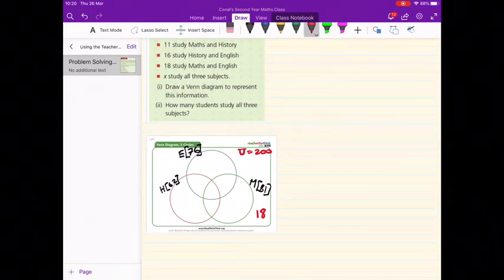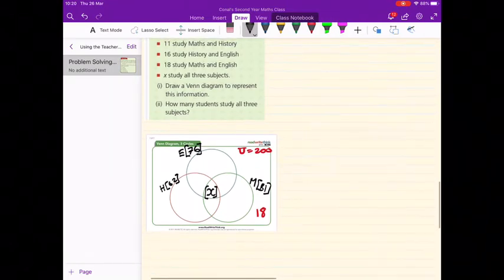We have 11 study maths and history, 16 study history and English, 18 study maths and English. We don't know how many people study all three, because the question stipulates that X study all three subjects. So we have to try and figure out how many students study all three. First off, we'll fill out our Venn diagram as it is given to us.